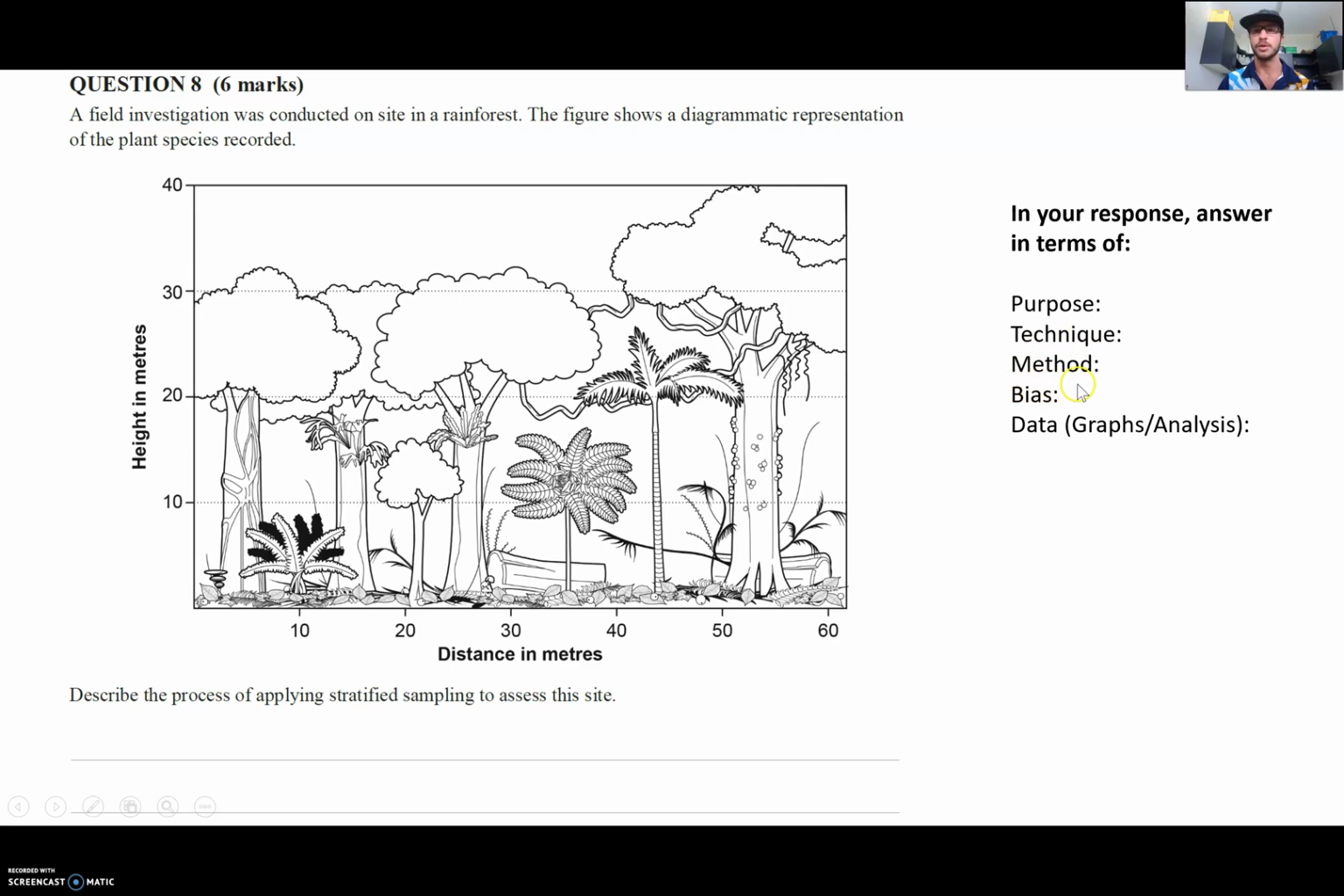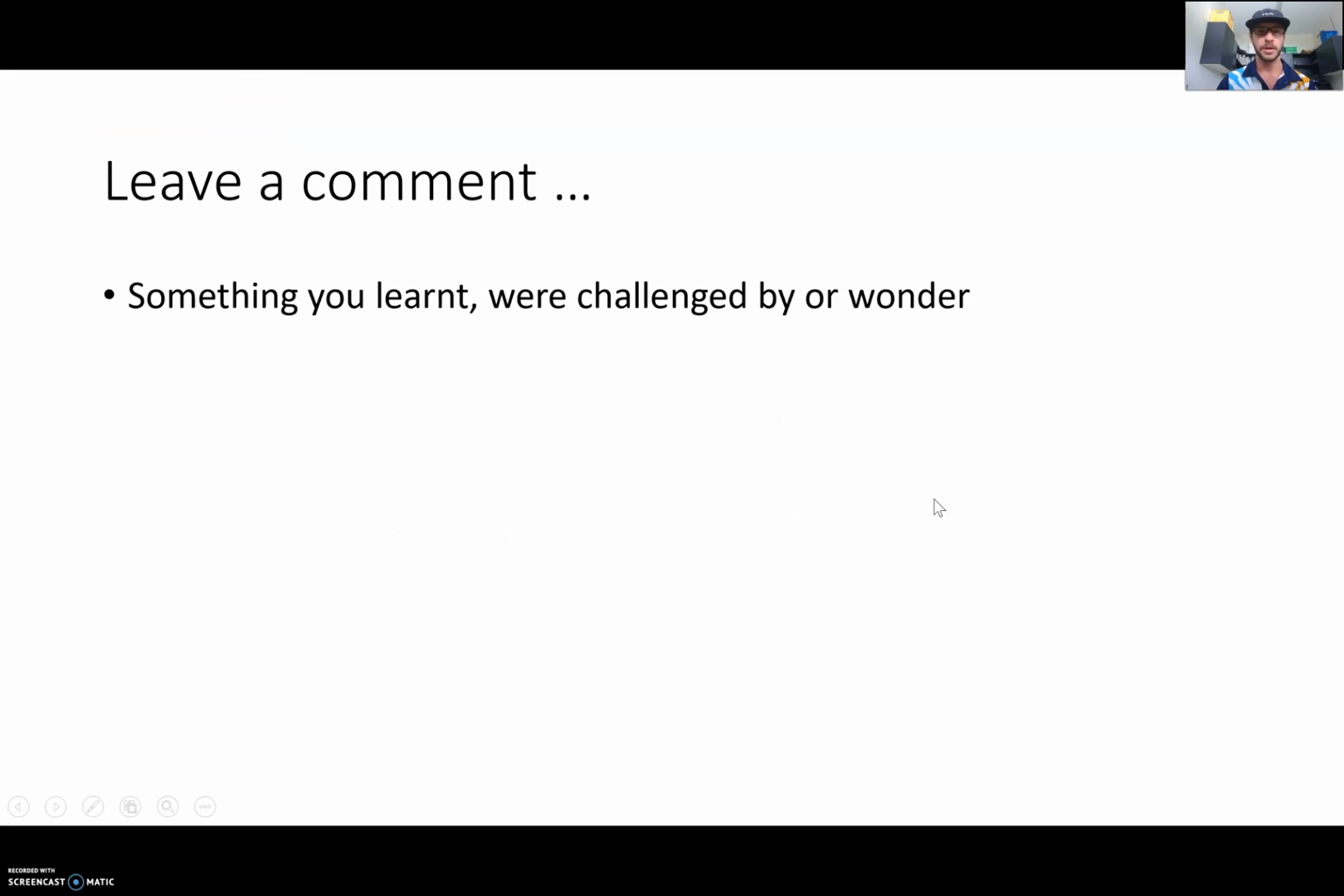How will you use that equipment? Talk about how bias is going to be minimized. And then once you've got that data, what are you going to do with that? Maybe graph, how are you going to analyze that? Worth 6 marks, so that's a big question. There's quite a few points you could include in your response here. Pause the video, go through that.